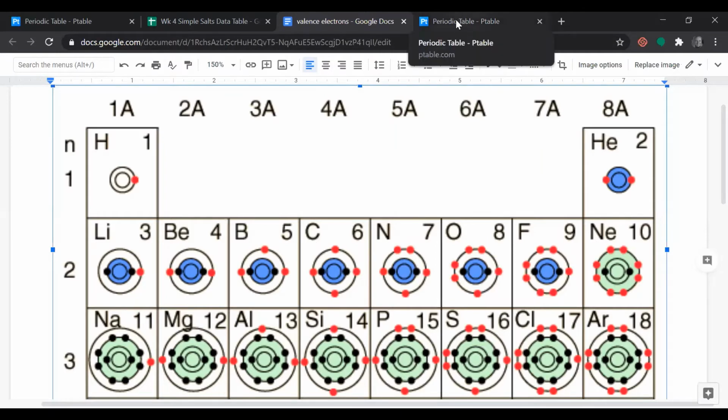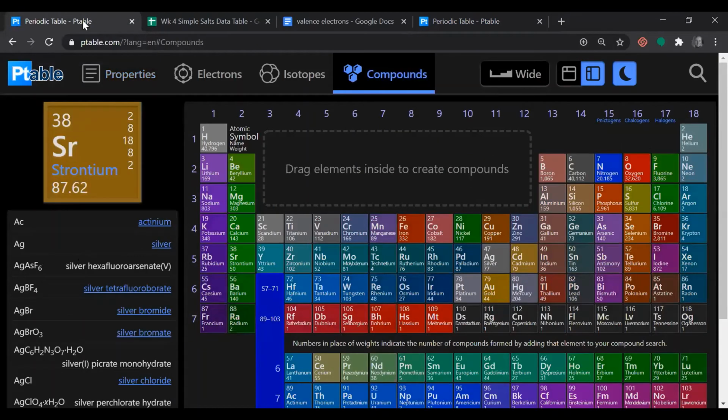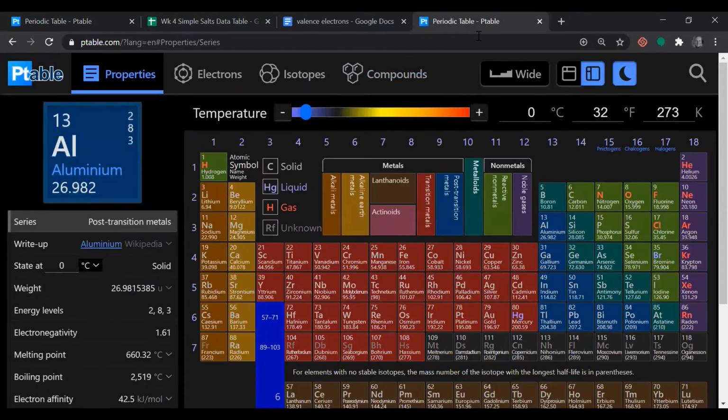So what I'd like you to do is go to this periodic table here. Not this one, actually. We're going to go to the compounds one. So not the series where it says whether they're metals or non-metals.